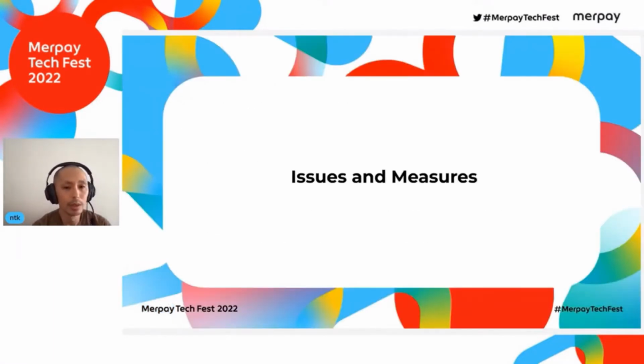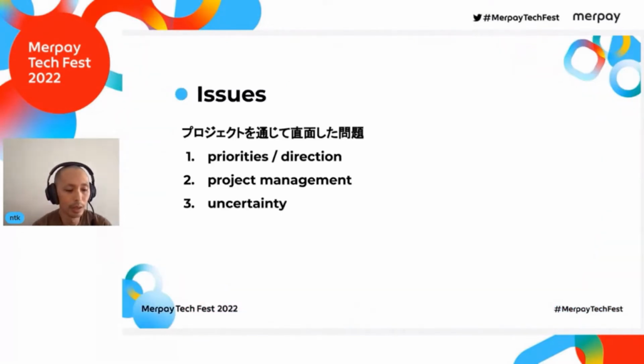So now I'd like to continue with the issues and the measures. I will talk about the issues we faced in the project and how we handled them. We faced 3 issues: priorities and directions, project management, and uncertainty. I will talk about each of these issues and how we handled them.